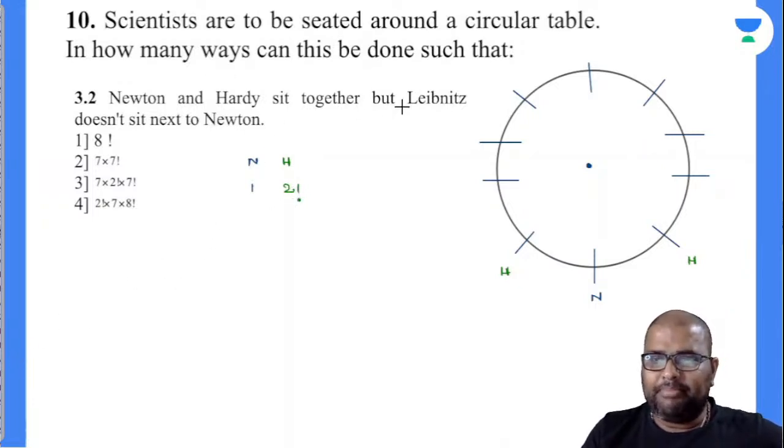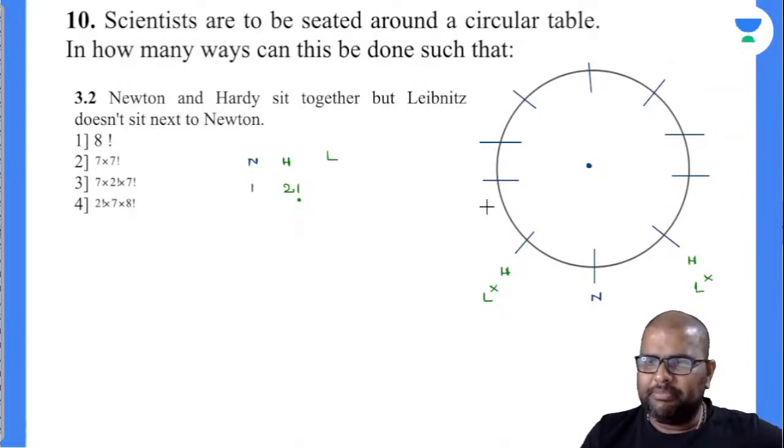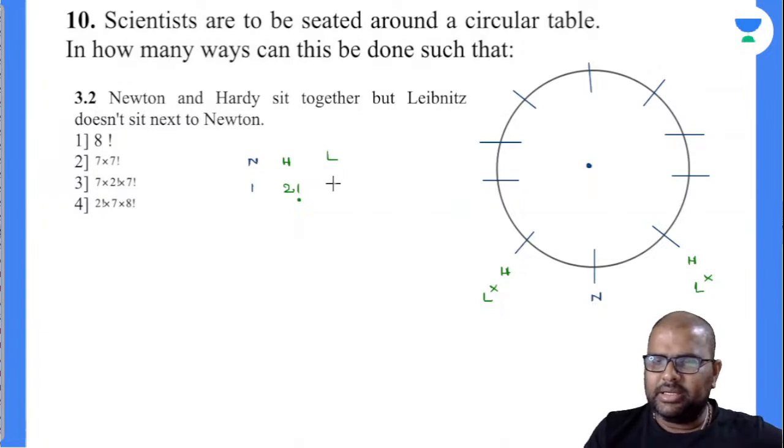Next, now see here, Leibniz does not sit next to Newton, it seems. Automatically, Leibniz will not be here. Leibniz will not be here. So see here, Leibniz will get how many chances? 1, 2, 3, 4, 5, 6, 7. These are the positions where Leibniz can sit. It is 7 there.